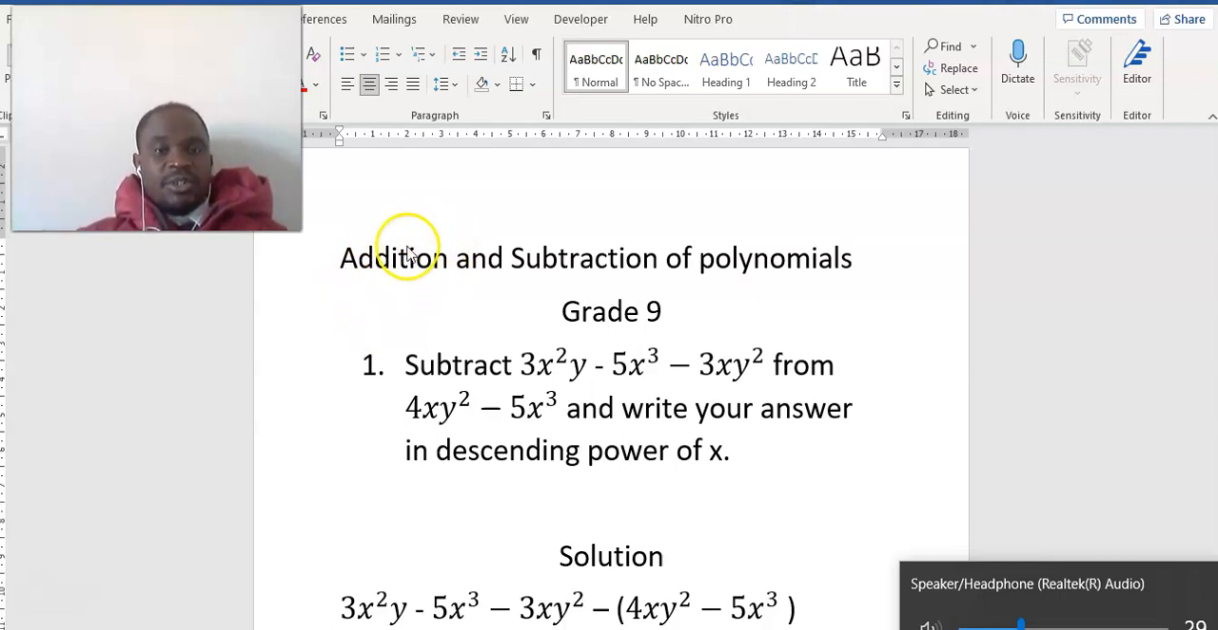Today, I want us to continue. What we are going to look at today is addition and subtraction of polynomials.